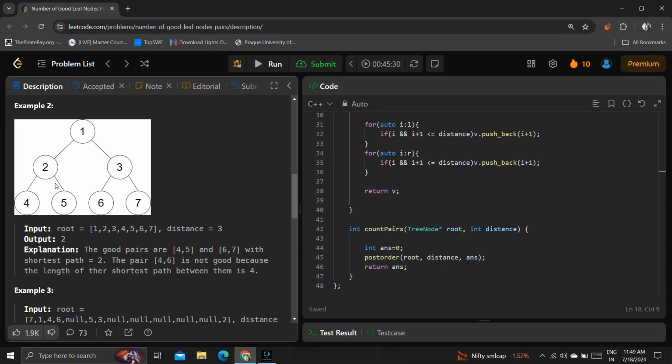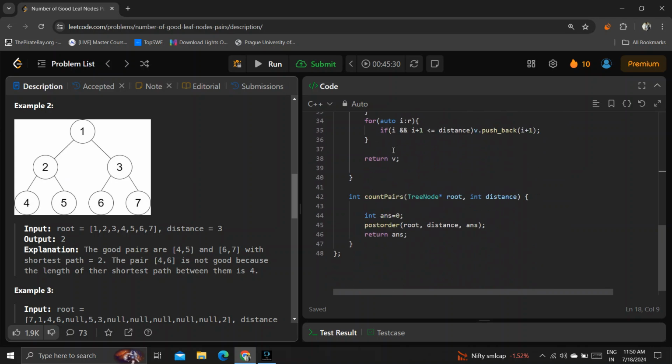Suppose there is no 5. Then it has a left but not a right, so there is a possibility that we will move to the right and it will be null. So we will return a vector containing 0.